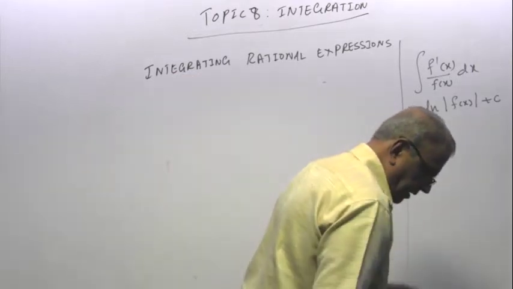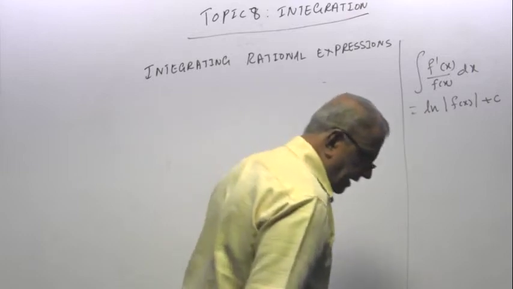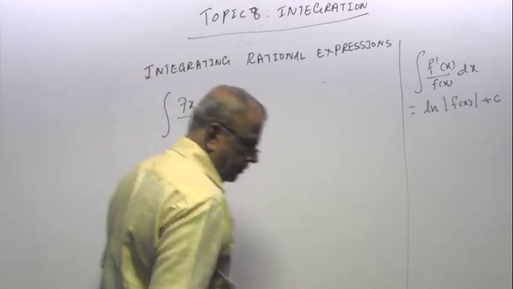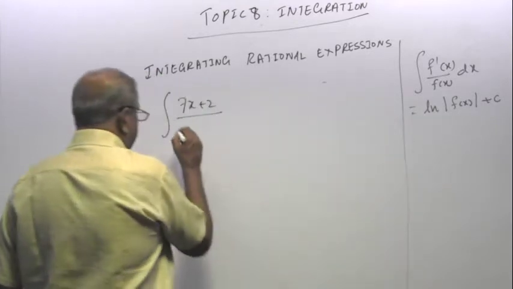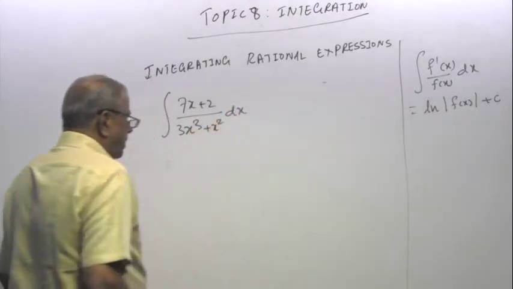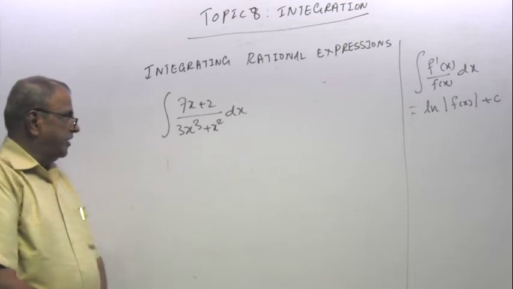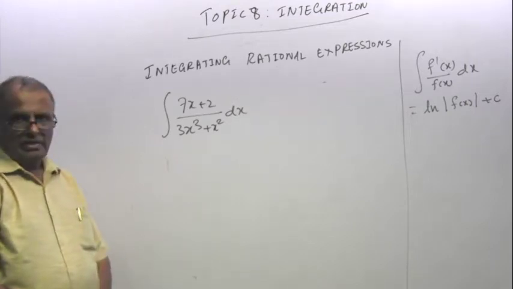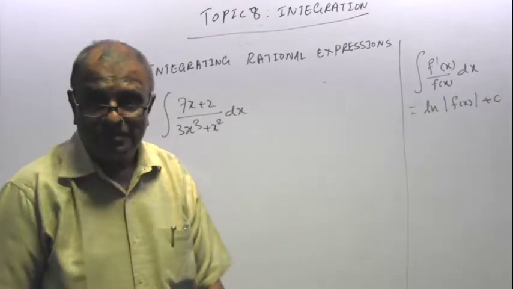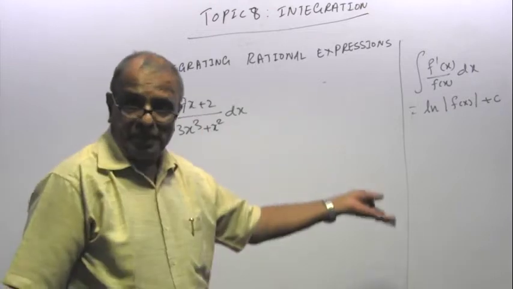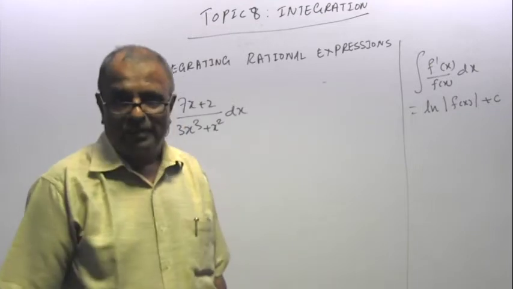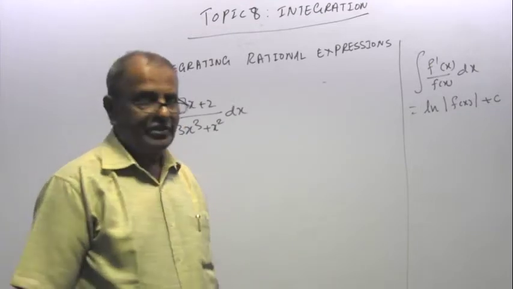Sometimes they don't. So suppose I had the integral of 7x plus 2 over 3x cubed plus x squared. When I differentiate the denominator, I get 9x squared plus 2x. I don't have an x squared, so I can't use substitution. It's a proper fraction or proper rational expression because the power of numerator is smaller than the power of denominator. So the only choice you have is partial fractions.